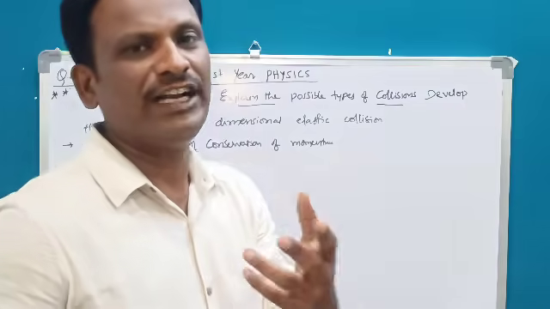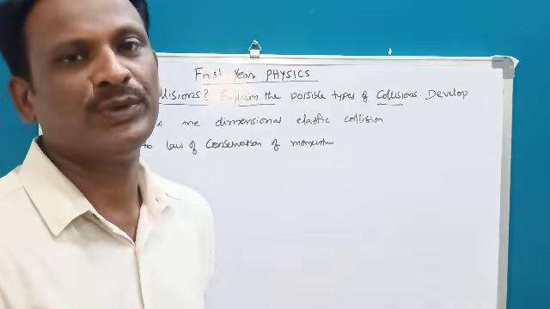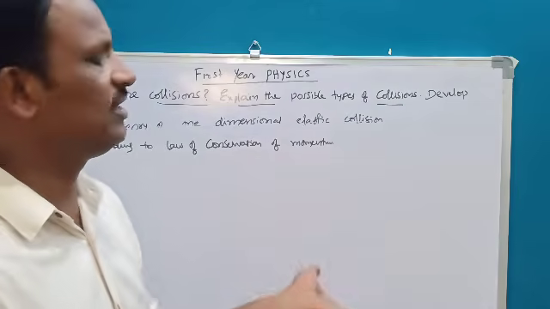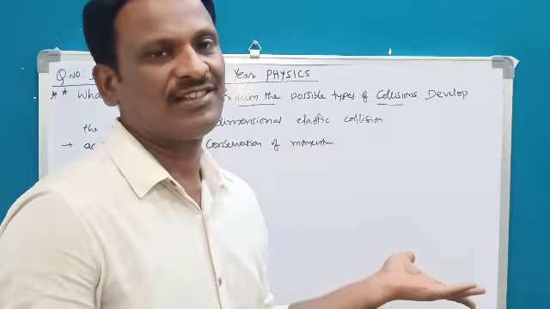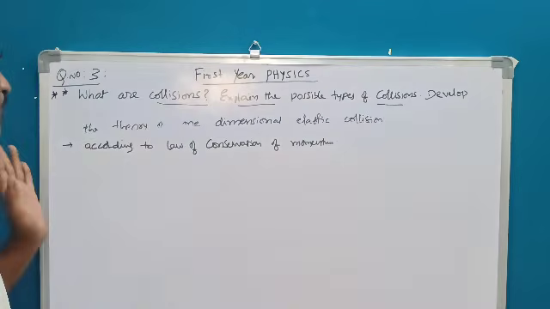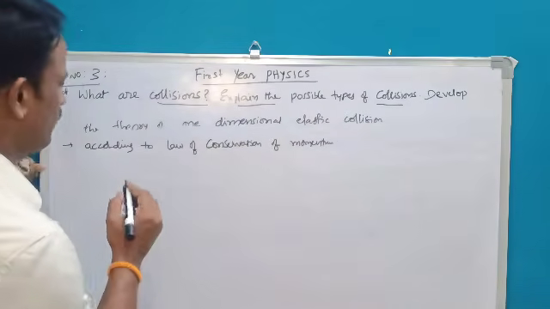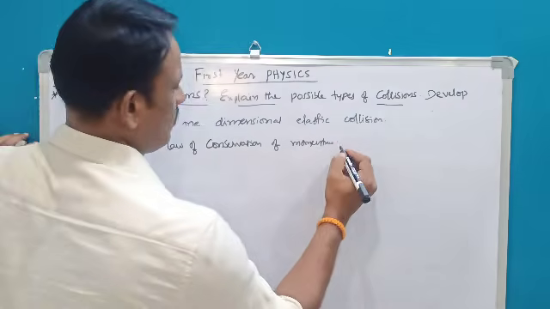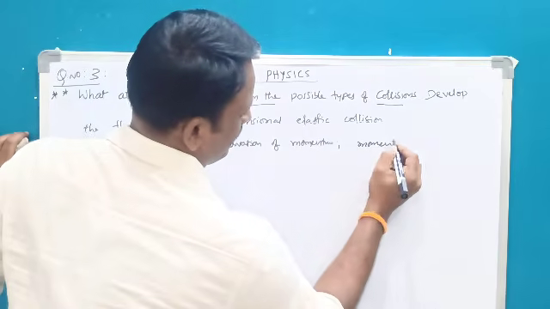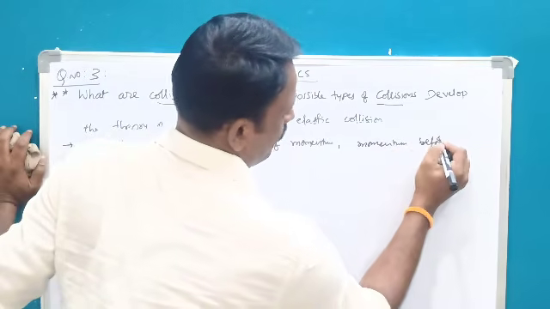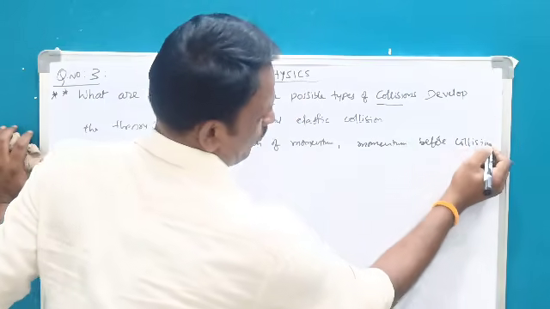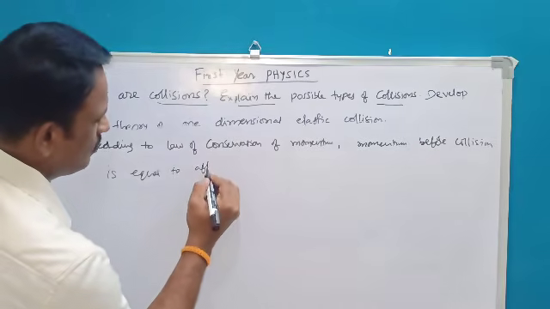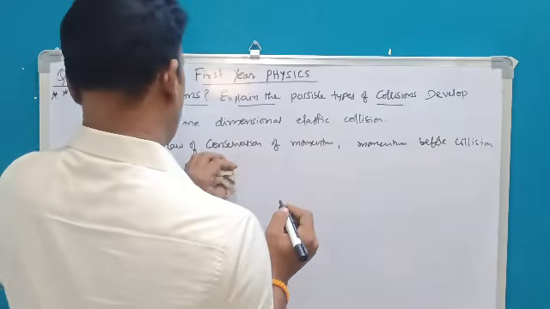Consider two objects m1 and m2, their velocities are u1 and u2, and u1 is greater than u2. After some time they collide with each other, and then their final velocities are v1 and v2. Like that you have to write. And according to the law of conservation of momentum, what we know, momentum before collision is equal to momentum after collision.